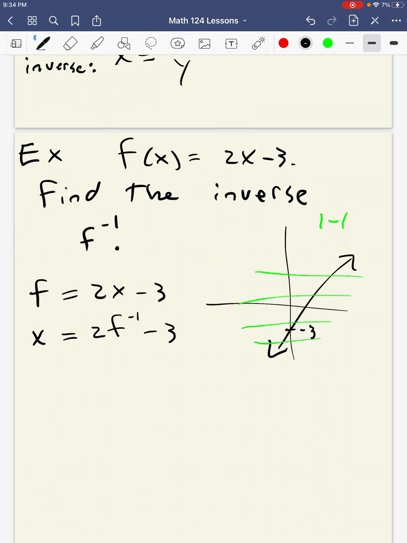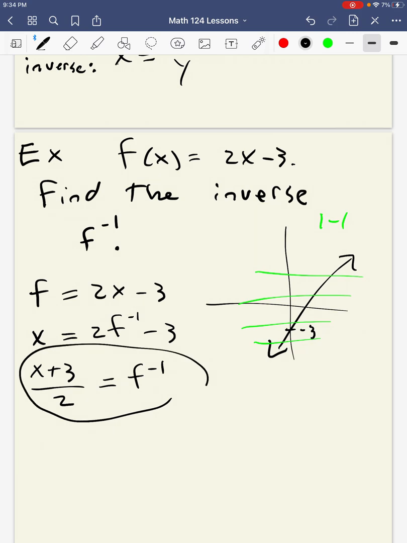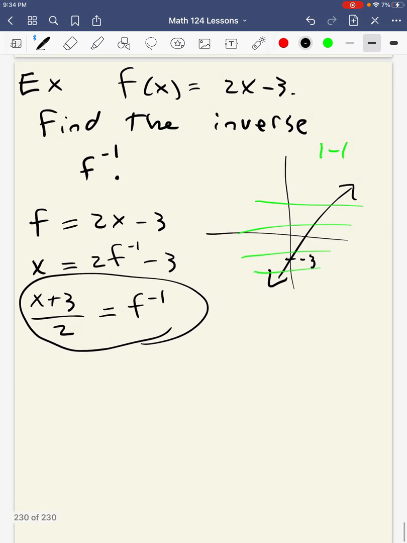So I use the inverse symbol now. I swapped the f with an x. I swapped the x with the f inverse symbol. Okay, and now we just solve for the f inverse symbol. So we could add 3 over and then divide by 2. So we have that the inverse of f equals x plus 3 divided by 2.